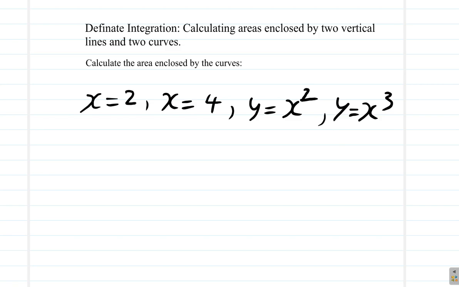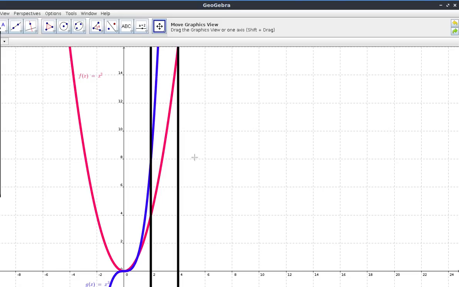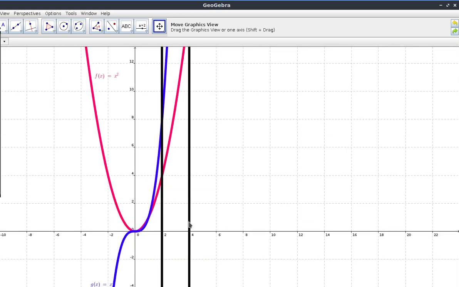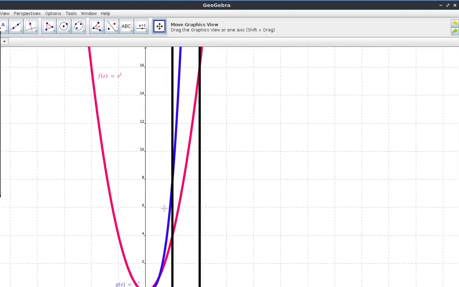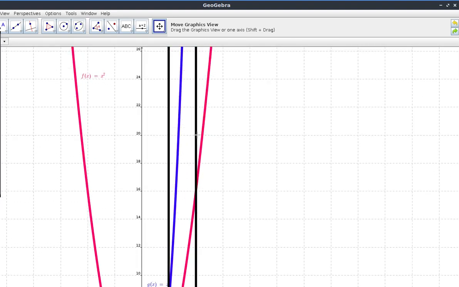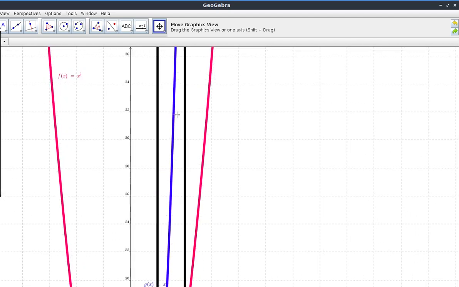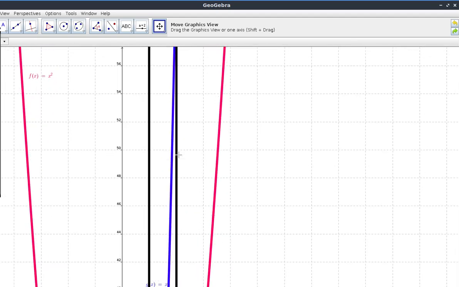Now, I had plotted the curves with GeoGebra. You have these two vertical lines, x equals 2 and x equals 4. The blue curve is x cubed, and the red curve is x squared. So the area that you would be calculating is below the blue line, above the red line, within this region, and between the two black lines, right?